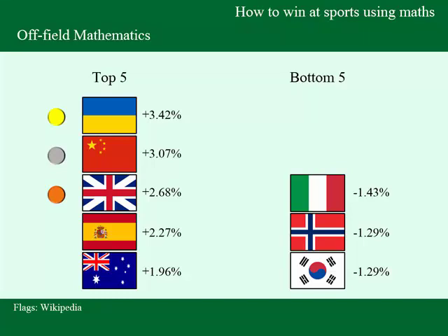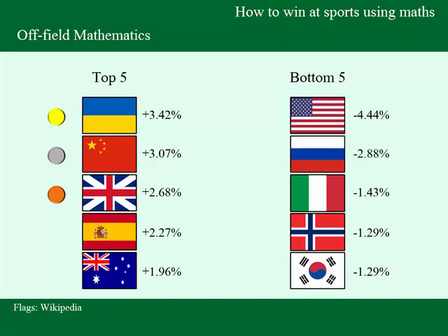Italy in fourth, 1.4% decrease. Russia in second, and a whopping minus 4.44% is the USA. Huge decrease, and I think that using statistics in this way, it just gives us an idea of seeing which countries are backing their disabled athletes the best.